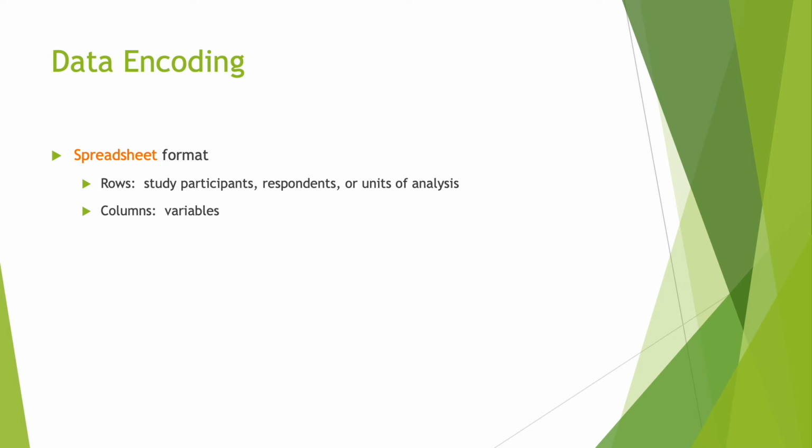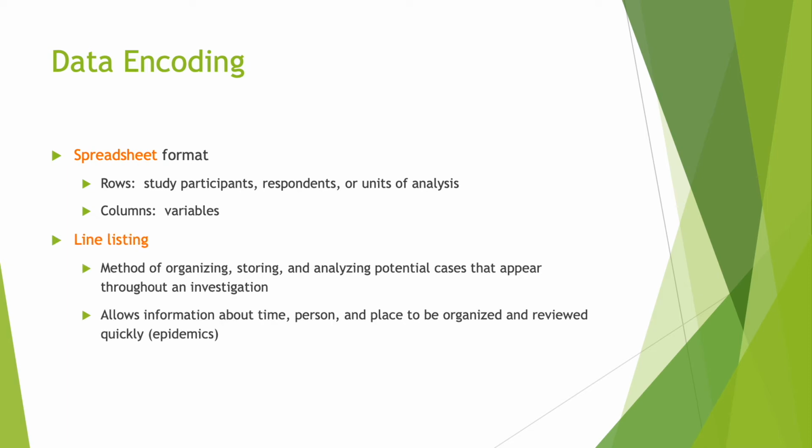Now, there's a particular type of spreadsheet that is used when investigating epidemics or outbreaks. This is the so-called line listing. Here, data from potential cases that appear throughout the course of an outbreak investigation are organized, stored, and analyzed. It allows information about time, person, and place to be organized and reviewed quickly, since time is generally of the essence in epidemics.